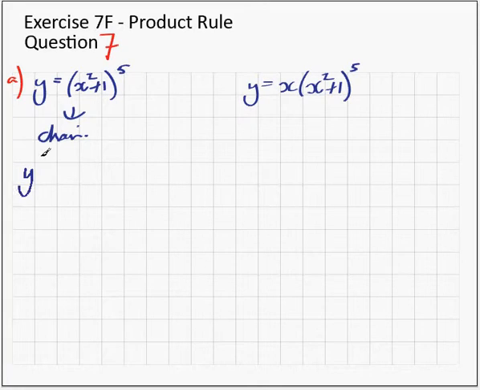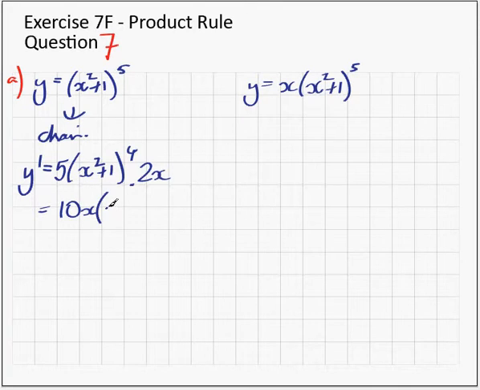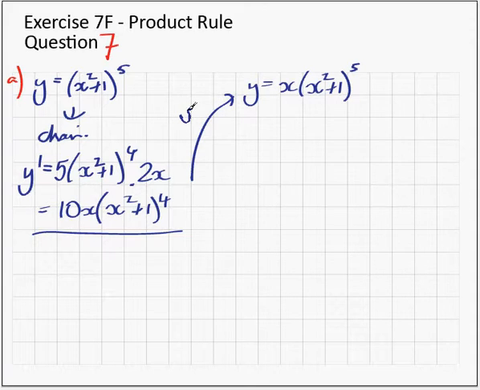So the chain rule says to do the derivative of the outside, 5x squared plus 1 to the power 4, times the derivative of the inside, which is 2x. When we neaten that up, we get 10x, x squared plus 1 to the 4, and that's our answer. Then it says now use this to help us find the derivative of this piece using the product rule.